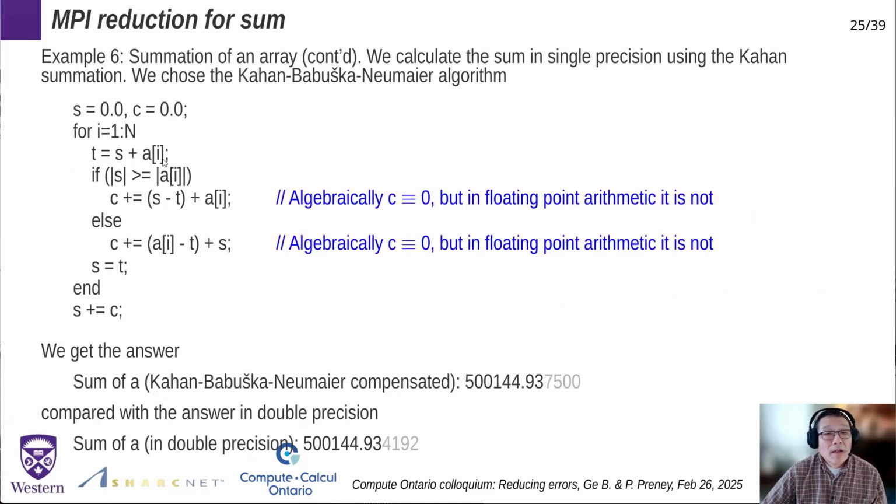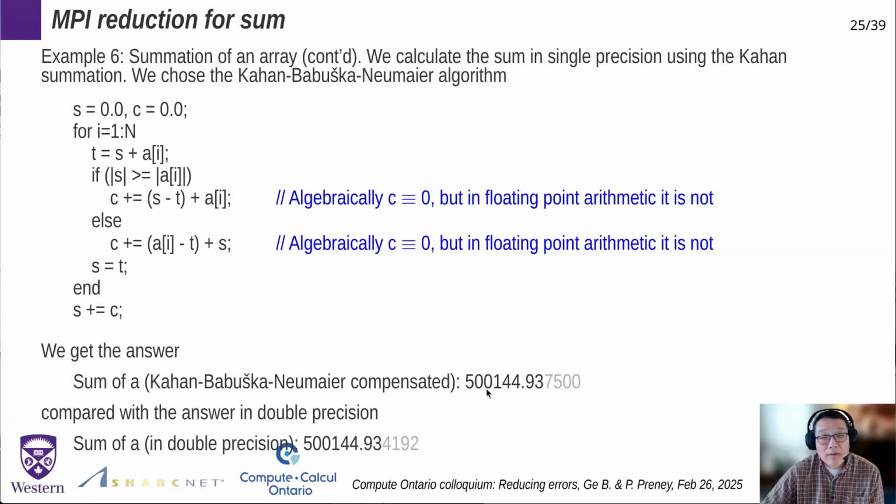We apply a compensated sum variant called the Babuska-Neumaier algorithm. I'm not going to explain this algorithm here, just take it for granted. This is what we use. Again, it uses a compensated summation. This compensation term is a C, and after the calculation, we add the compensation term to our answer, and we get the answer with this algorithm.